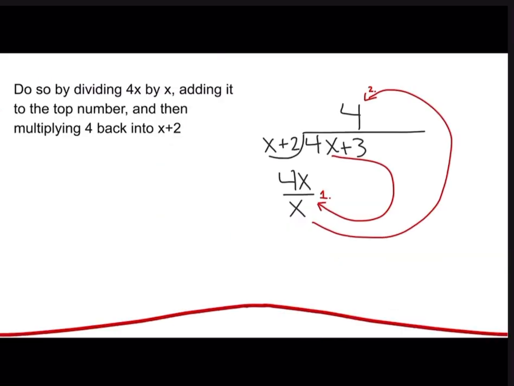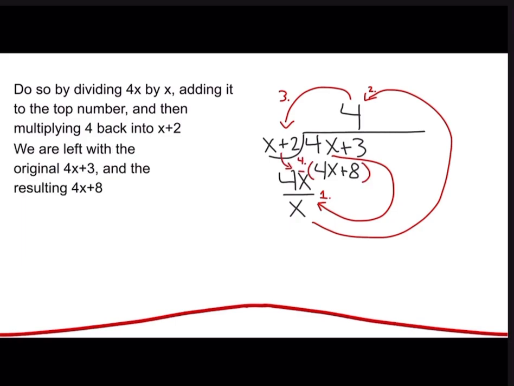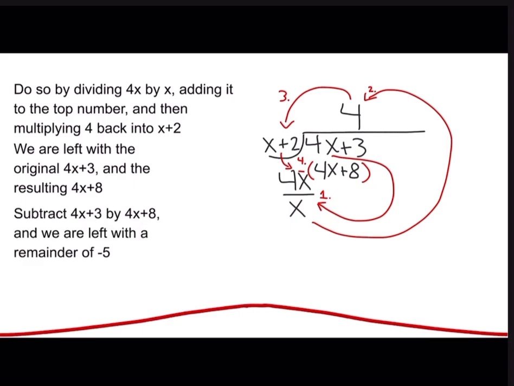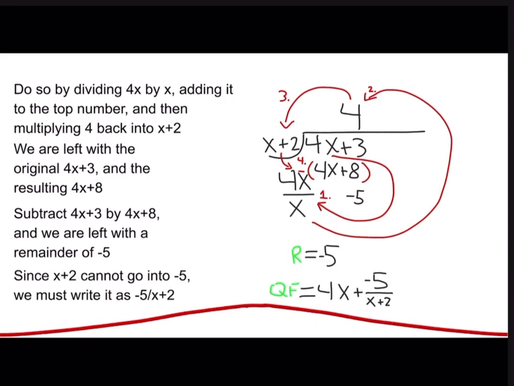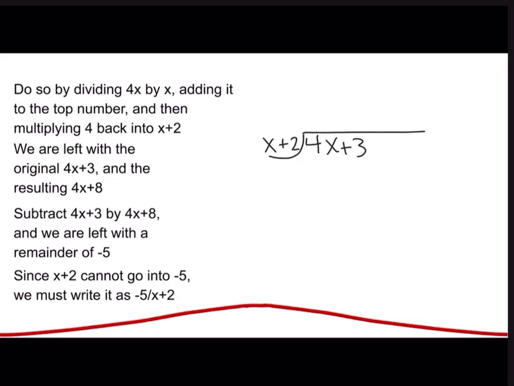Do so by dividing 4x by x, adding it to the top number, and then multiplying 4 back into x plus 2. We are left with the original 4x plus 3 and the resulting 4x plus 8. Subtract 4x plus 3 by 4x plus 8 and we are left with a remainder of minus 5. Since x plus 2 cannot go into minus 5, we must write it as minus 5 over x plus 2.